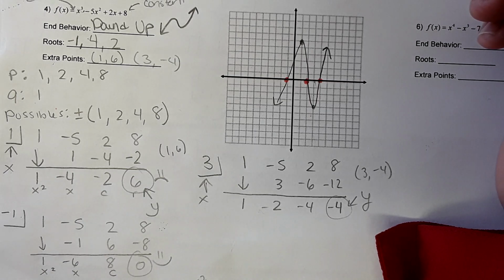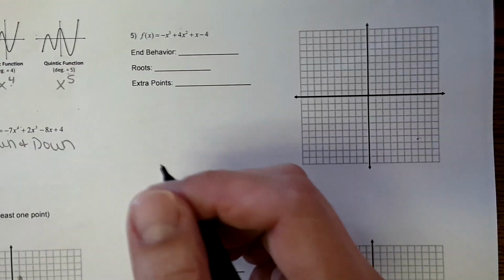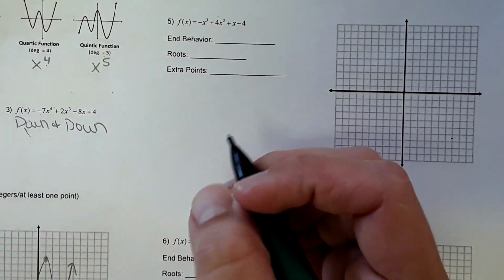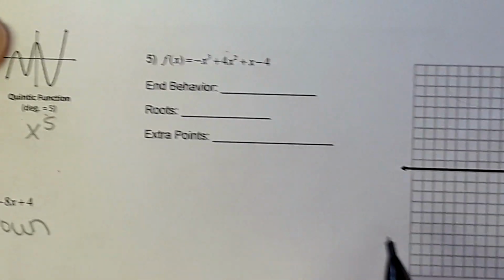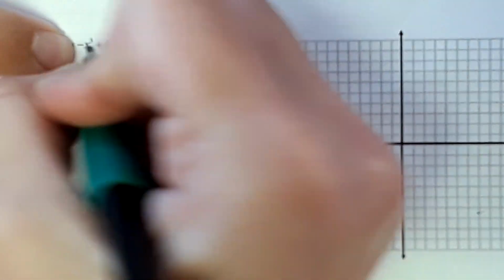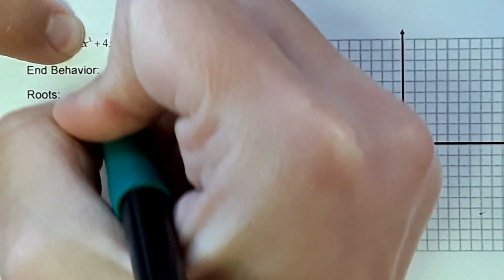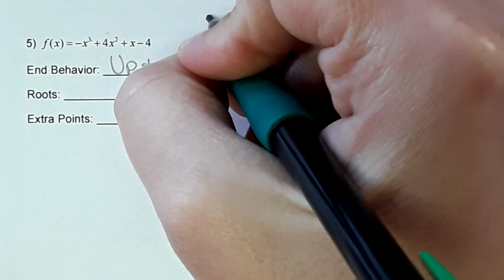Okay, next question. We're doing it again. So first look at the end behavior. Looks like it's negative, so that means down. And then it's odd, so it's opposite that, so up and down. So it'll look more like this.